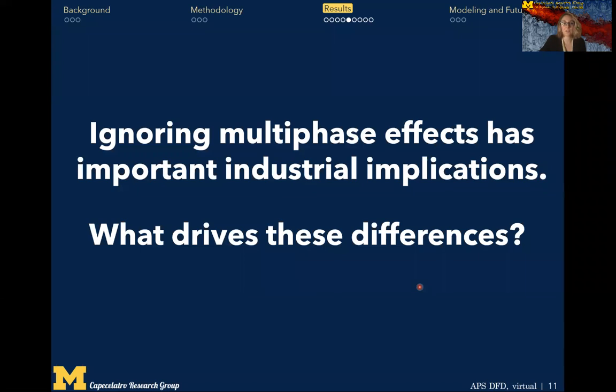And so you can see here that ignoring multi-phase effects has important industrial implications. Imagine if you designed a reactor to be optimal, but it turned out you had a factor of 4 error in your thermal development length. So what drives these differences?